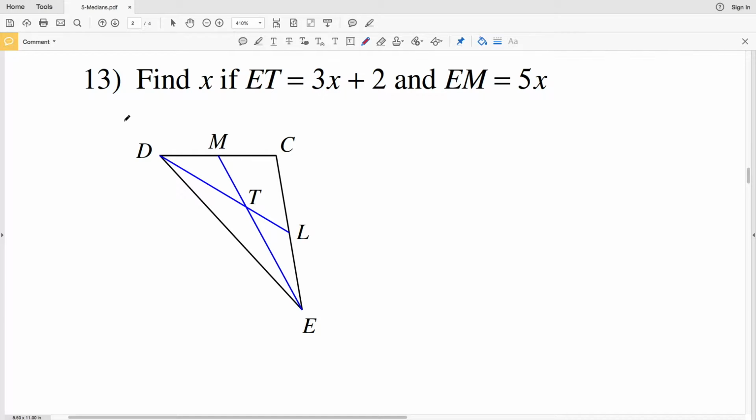In this video, I'll finish out the medians worksheet under the infinite geometry section on the KutaSoftware website. So picking up where we left off with number 13, it says to find x if ET equals 3x plus 2 and EM equals 5x. So we're solving for ET, which we know is going to be 2/3 of the distance from E to M, equals 2/3 of the distance EM. And that's because of the centroid theorem.